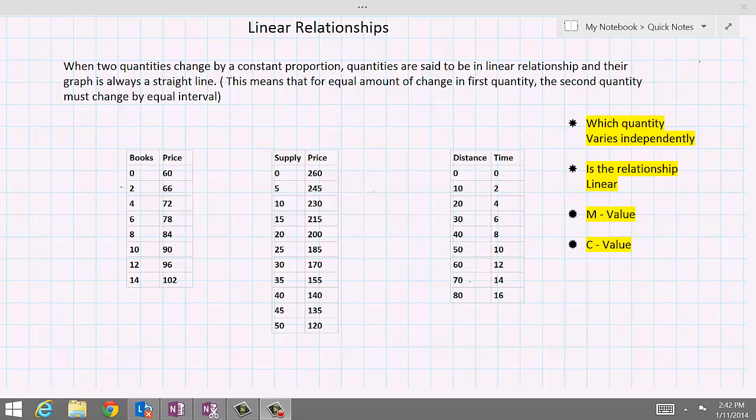Linear relationships. When two quantities change by a constant proportion, the quantities are said to be in a linear relationship, and their graph is always a straight line. This means that for equal amounts of change in the first quantity, the second quantity must change by an equal interval. So let's find out for all three given data sets whether these relationships are linear or not.